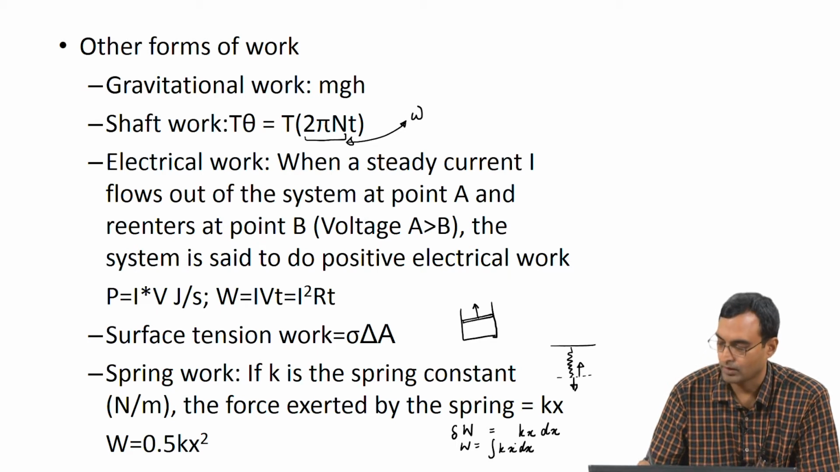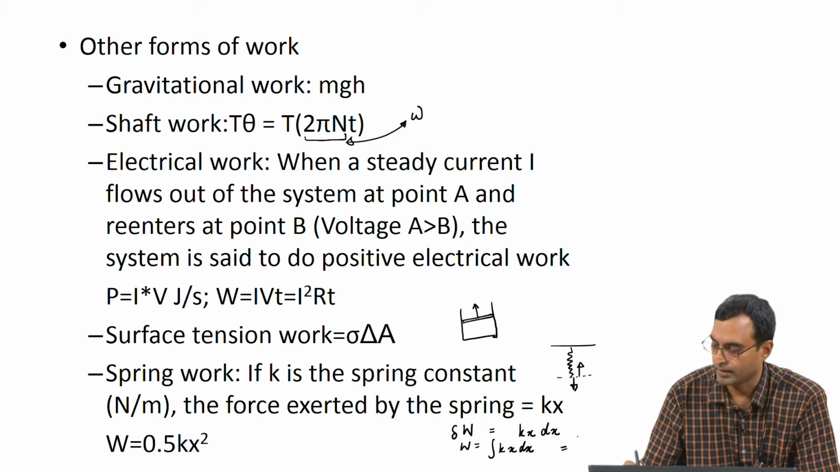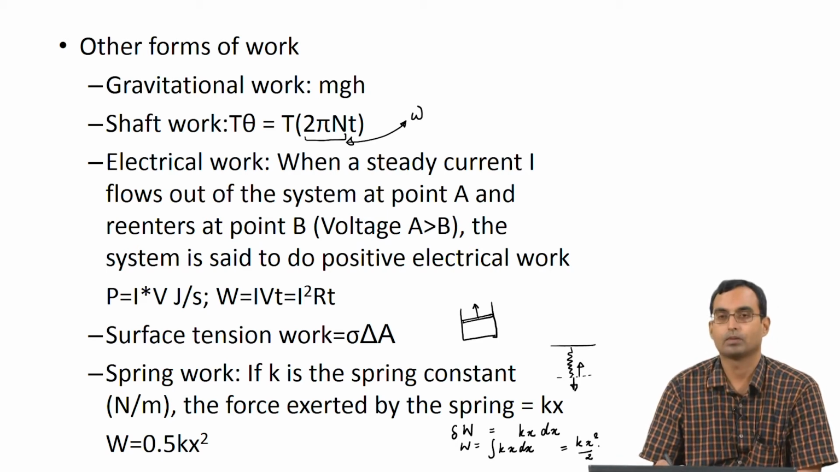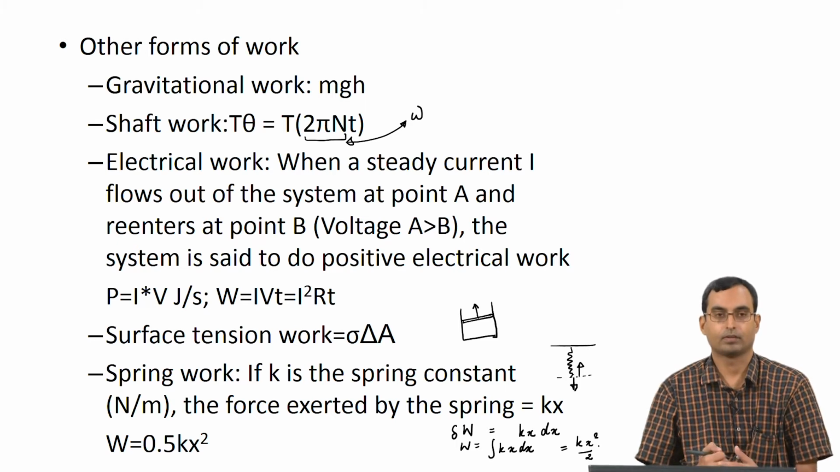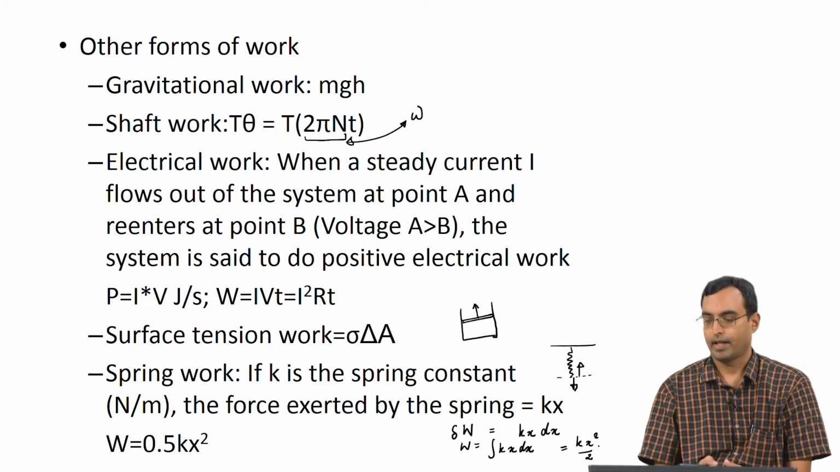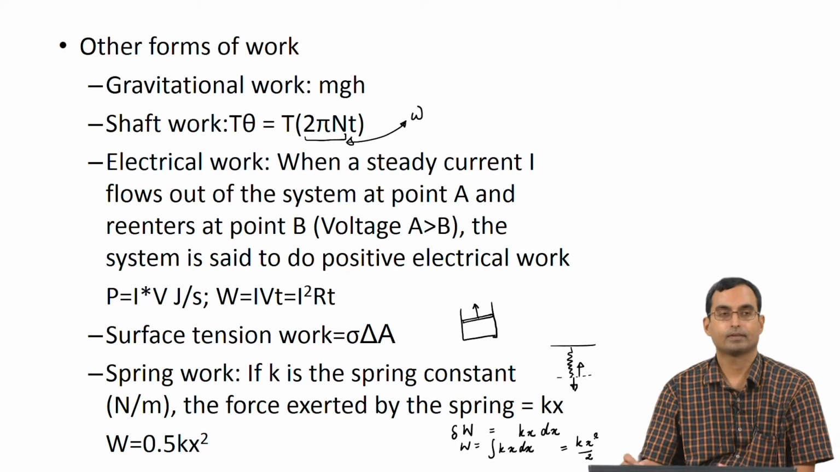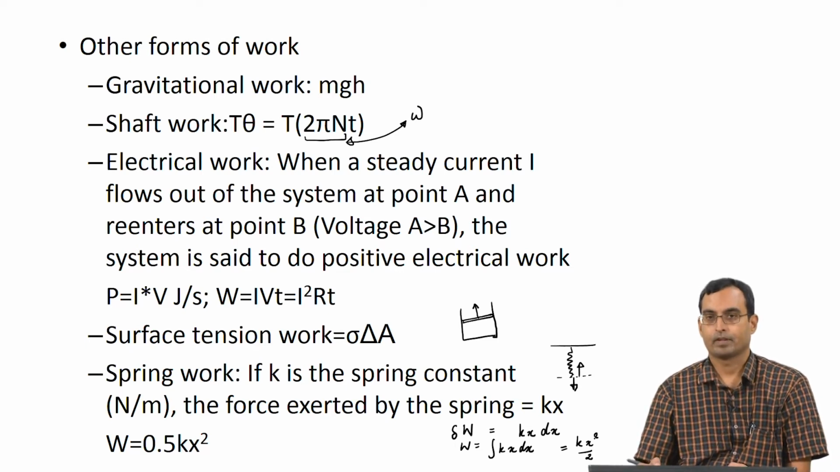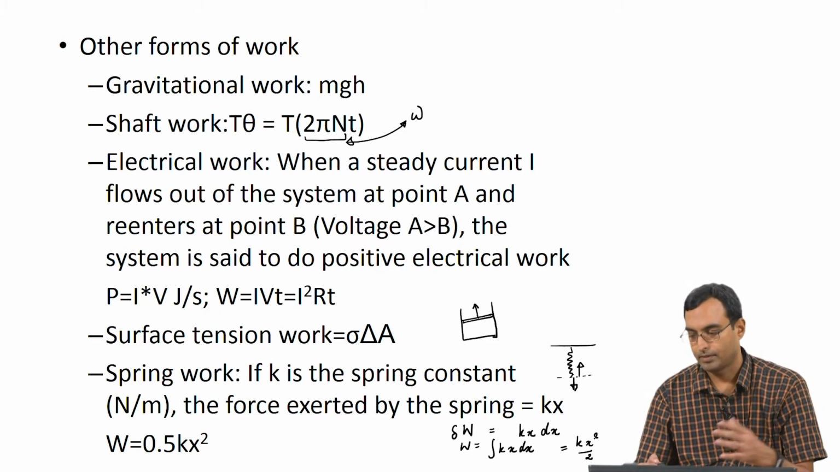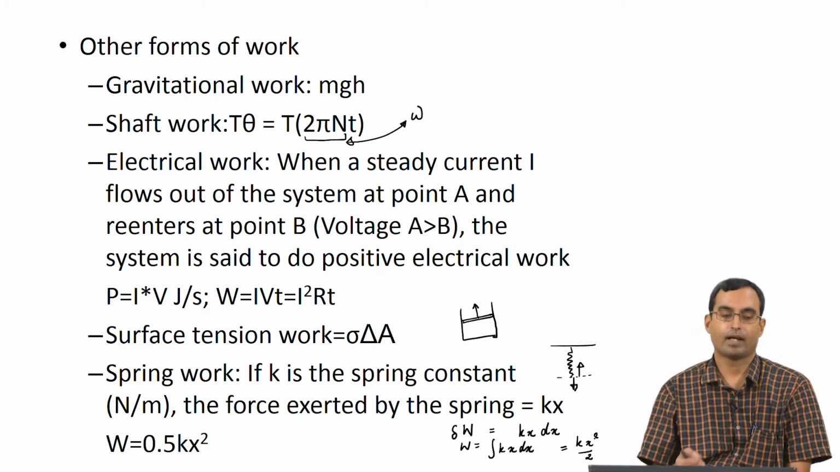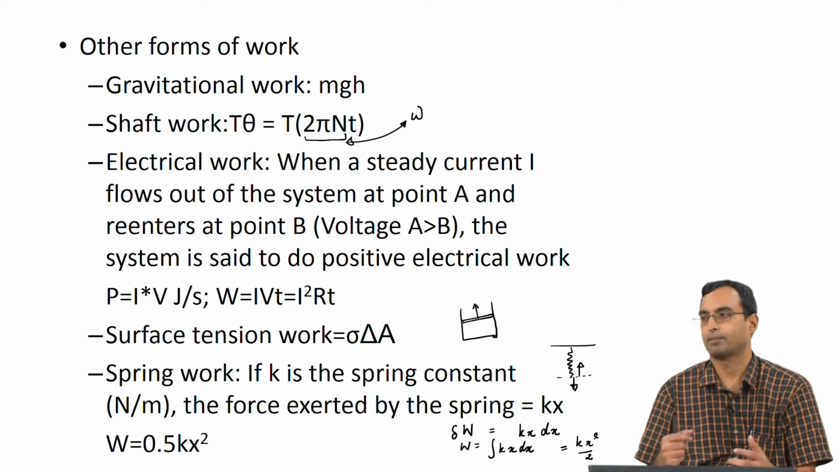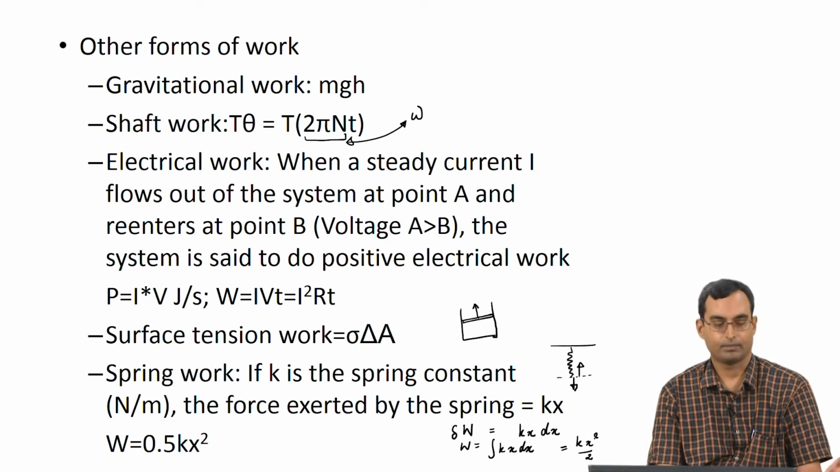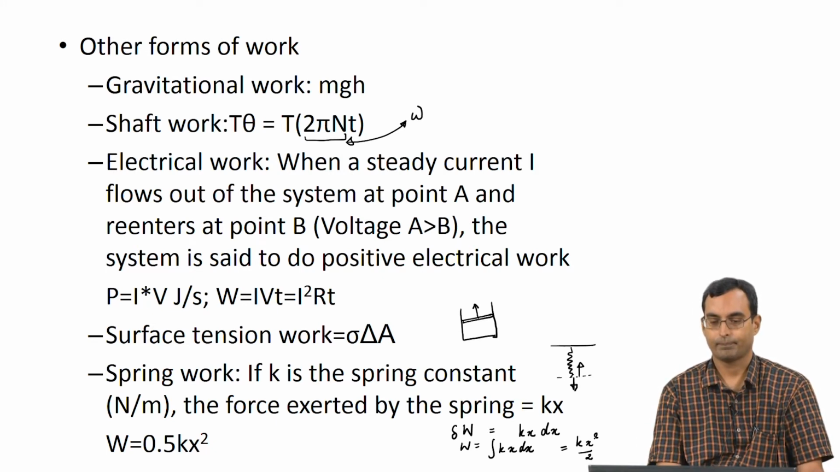Of course, k is a constant, so we can take it out. So, we get this as the work due to extension or contraction of a spring. And we note that x is displacement from its unstretched equilibrium position. So, when you do not have any of these forces, wherever it would be, from there we are moving it and we are measuring the displacement.